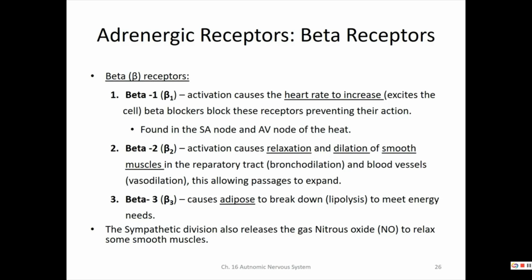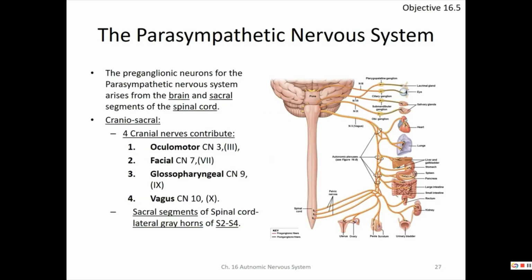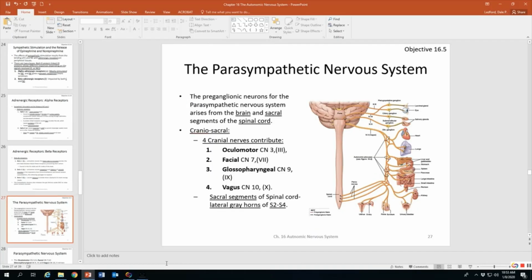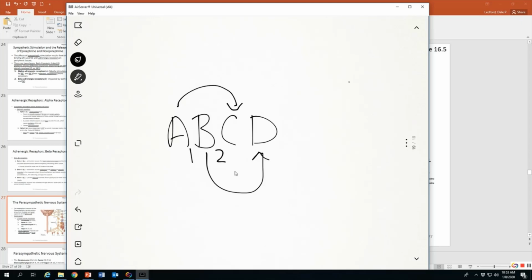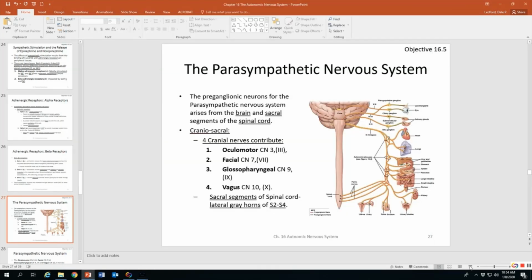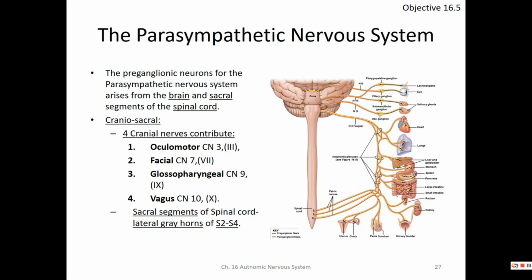Now, another thing is there is a gas that relaxes smooth muscles called nitrous oxide. Nitrous oxide becomes a smooth muscle relaxer. And this is why nitrous oxide is used to get people relaxed during things like dental procedures. All right. Now, before I move on, use this. This is a great mnemonic. Alpha 1s constrict, beta 2s dilate.